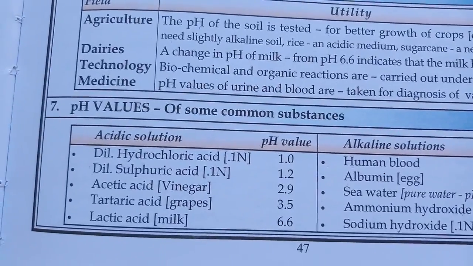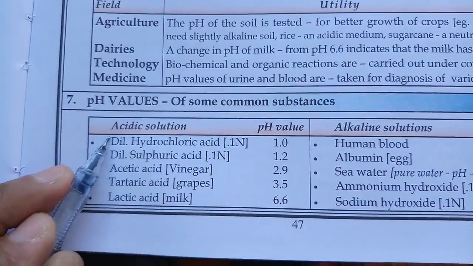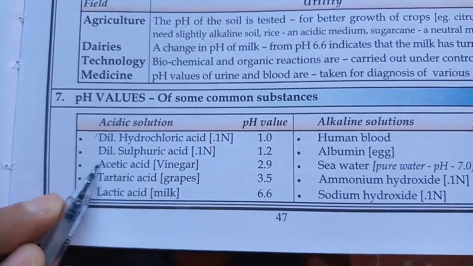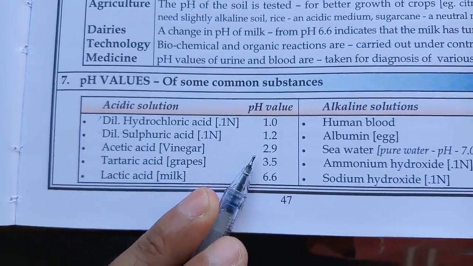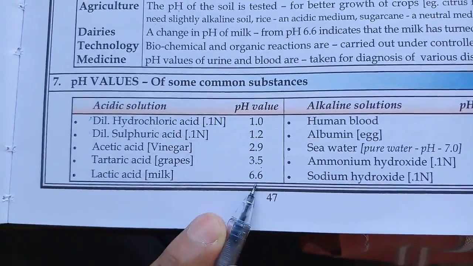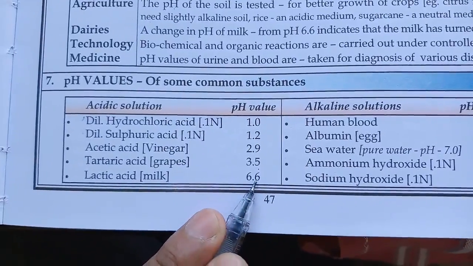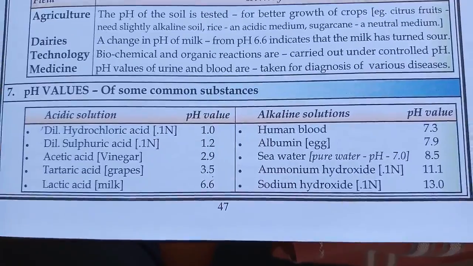pH value of some common substances. This is very important. These are acids, right? So the pH value is 1.0, 1.2. Acetic acid is the mild acid which we use in food, 2.9. Tartaric acid from the grapes, 3.5. Lactic acid in the milk, 6.6. And if the pH is a little less, then it is sour.